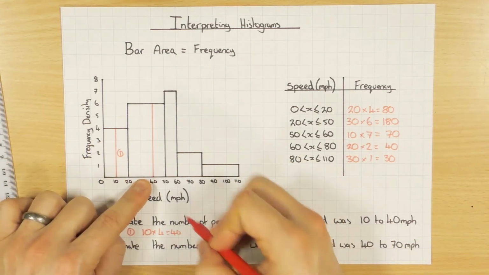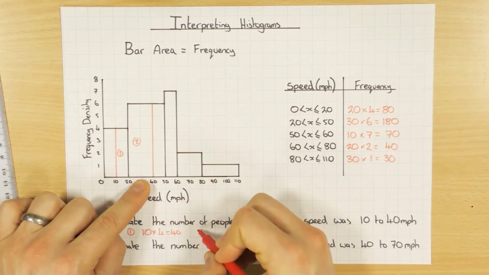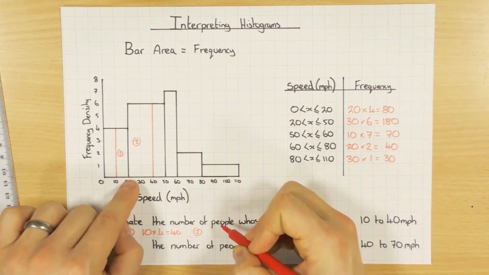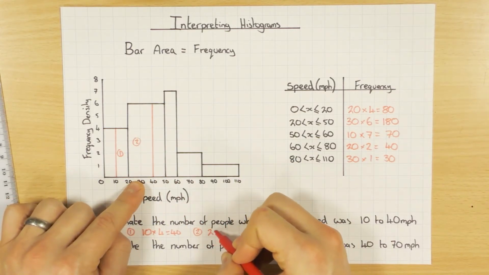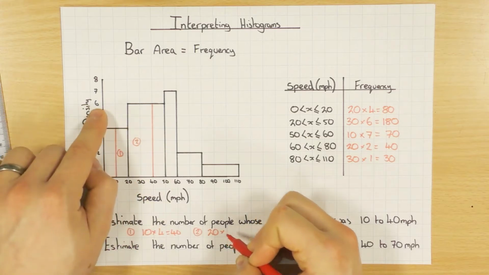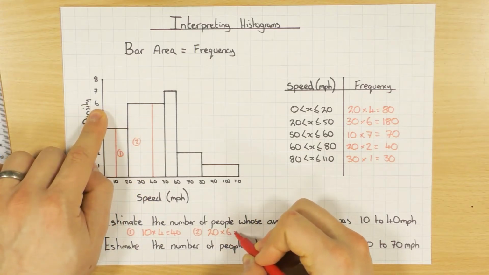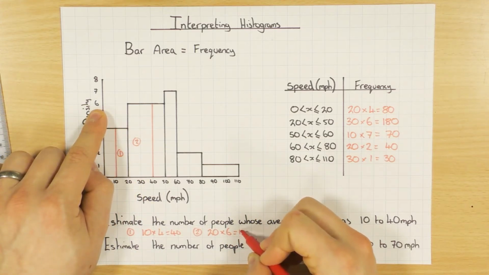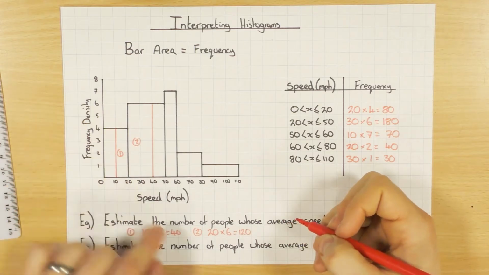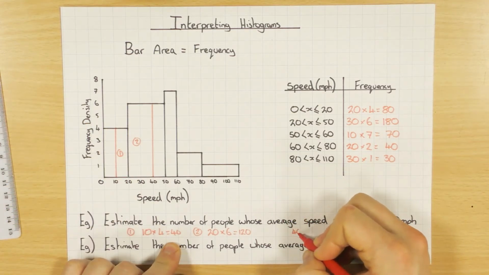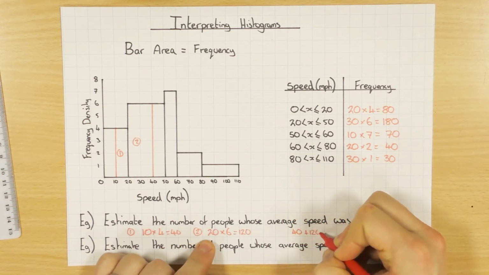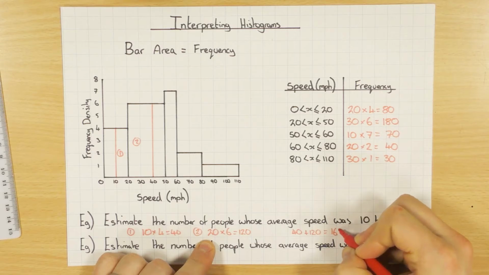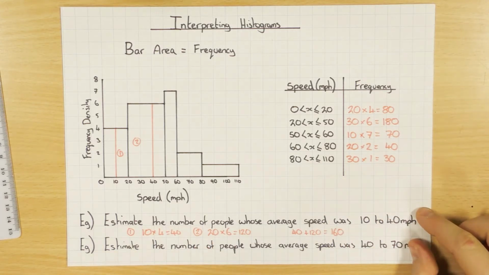And this one here, so part number 2. The class width is 20 times 6, which gives me 120. And to answer the question, you just add it together. So 40 plus 120 is 160, which would be your estimate for the people between 10 and 40.